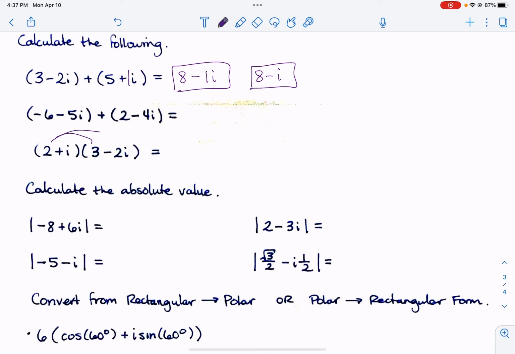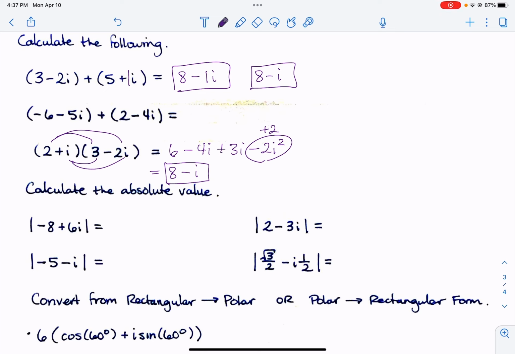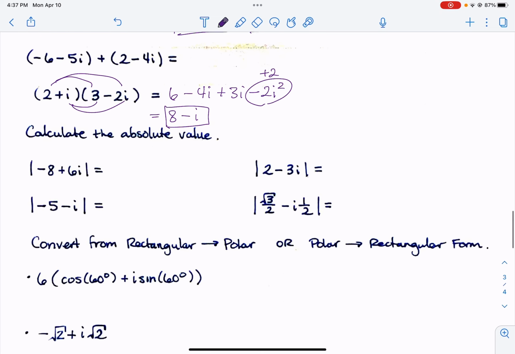Multiplying, remember, you have to distribute it all out. There's no shortcut for this. So we'll have 2 times 3 is 6, minus 4i plus 3i, and then we'll get minus 2i squared, right? There are two i's there. So what is this going to turn into? It will turn into a positive 2, right? Because i squared is equal to negative 1. So we end up with 8 minus i. Oh, wow. Same answer as before. That was purely coincidence. That's really interesting.